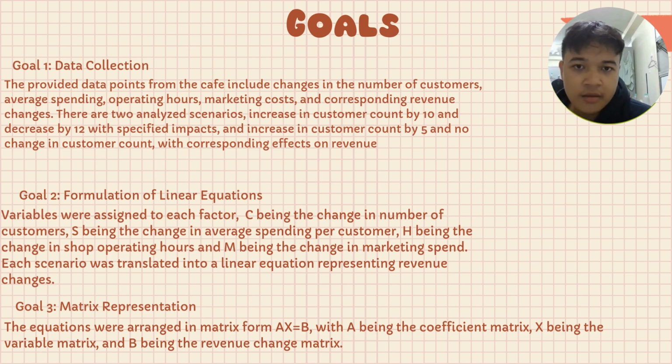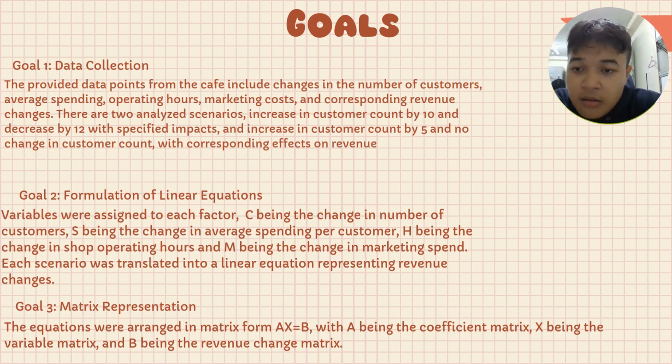So moving on to the next slide, we have the steps, with step one being data collection. The provided data points from the cafe include changes in the number of customers, average spending, operating hours, marketing costs, and corresponding revenue changes, and there are four analyzed scenarios: an increase in customer count by 10, a decrease by 12 with specified impacts, an increase in customer count by 5, and no change in customer count with corresponding effects on revenue.